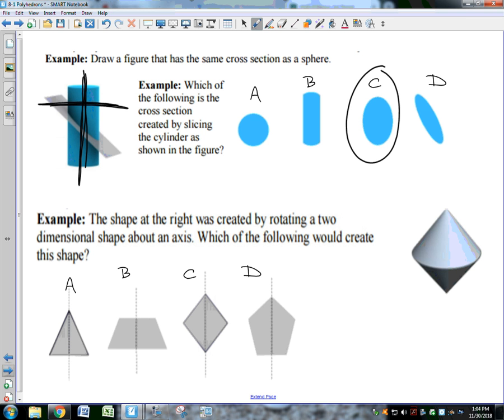Now this one is about rotations. So the shape at the right is created by rotating a two-dimensional figure around the axis. So it's just spinning around. Which of the following would create that shape? A, B, C, or D?